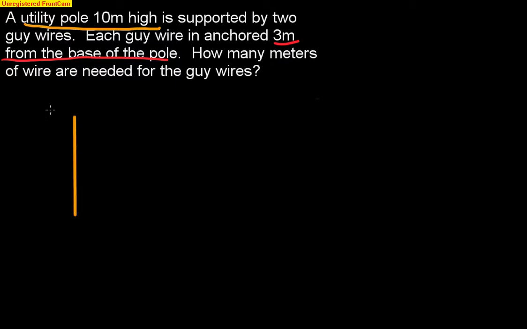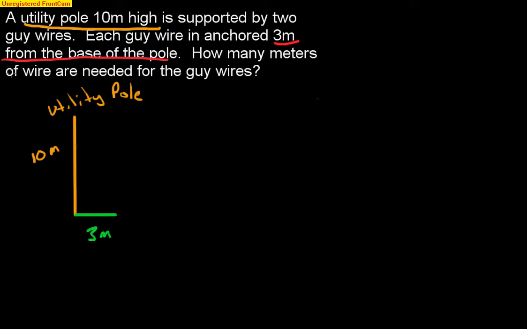Okay, so here's our utility pole, and that is 10 meters high. So 10 meters. The second piece is that it's supported by two guy wires. Each guy wire is anchored 3 meters from the base. For the distance from the base, let's put that in green. So the distance from the base where they're anchored is going to be 3 meters.